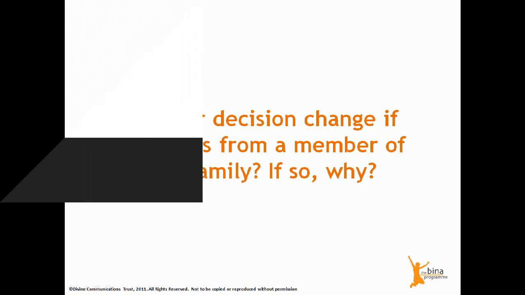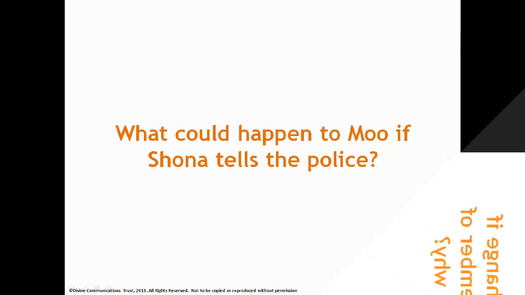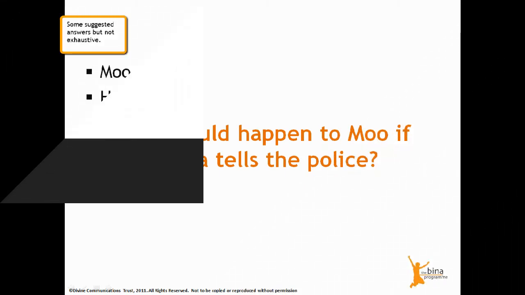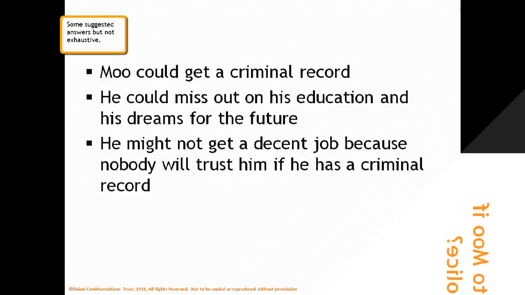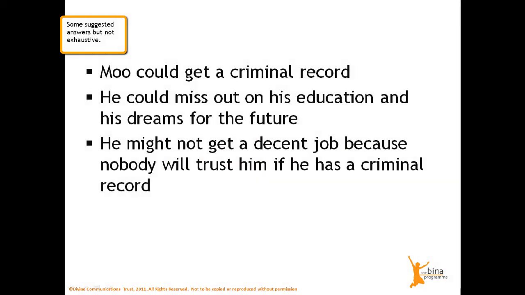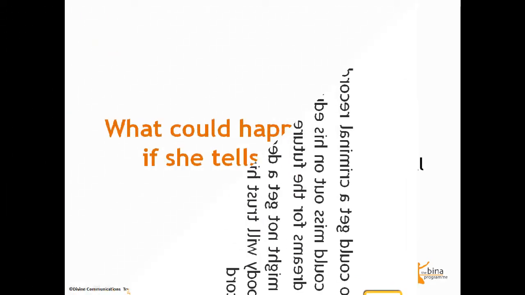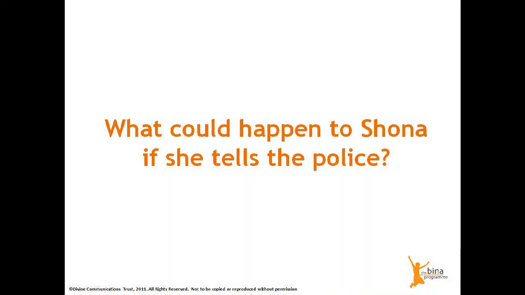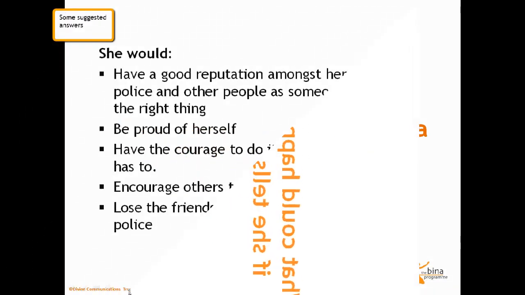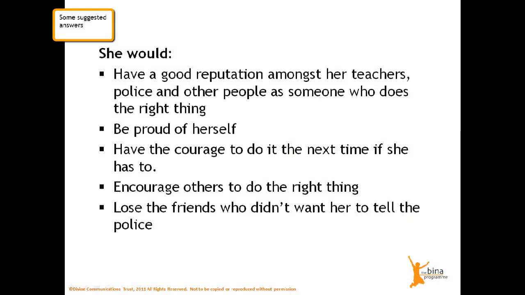The third question is, what could happen to Moo if Shona tells the police? Here are some suggestions I've prepared, but obviously this is not exhaustive. There are some notes and comments supporting this question on why this is important. And the fourth question as well, what could happen to Shona if she tells the police? Some good and bad things could happen to her, and I've put some suggestions in the notes, which I hope you find helpful.